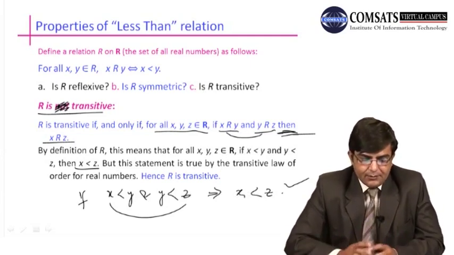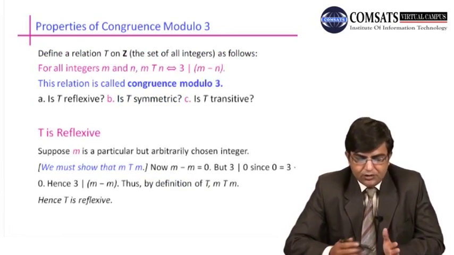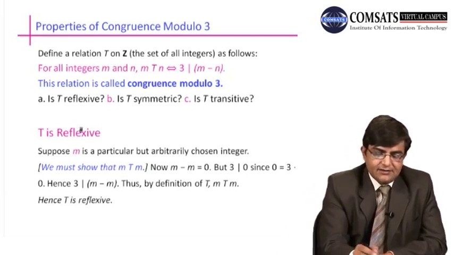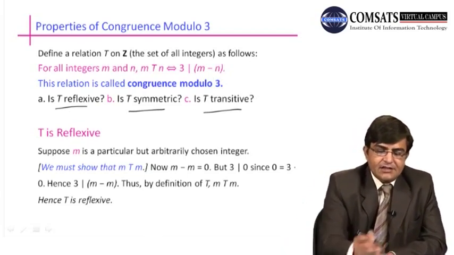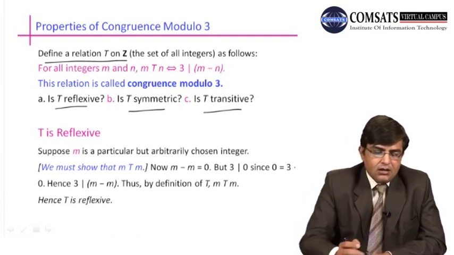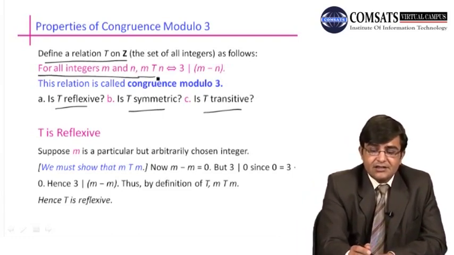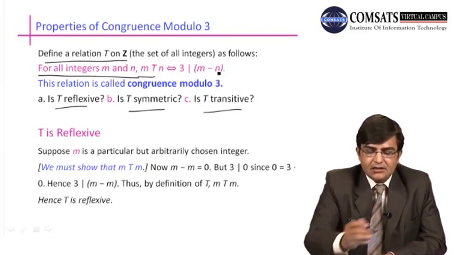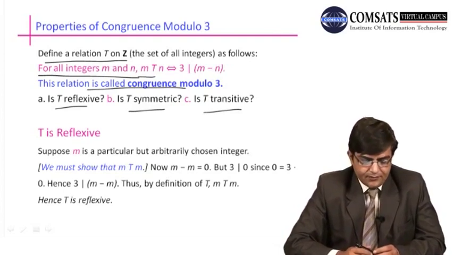Now we take another example, congruence modulo 3, and we are going to prove whether this relation is reflexive, symmetric and transitive or not. Define a relation T on Z, the set of integers: for all integers m and n, m is related to n under the relation T if 3 divides m minus n. This is called the congruence modulo 3 relation.